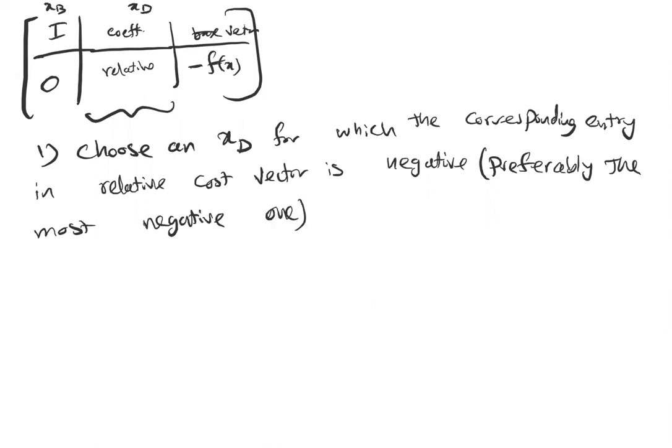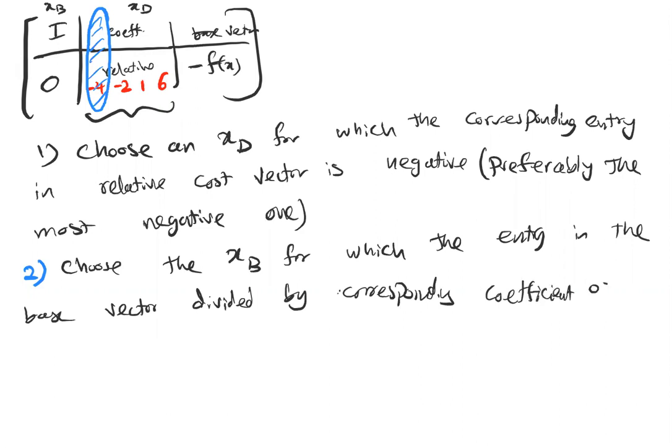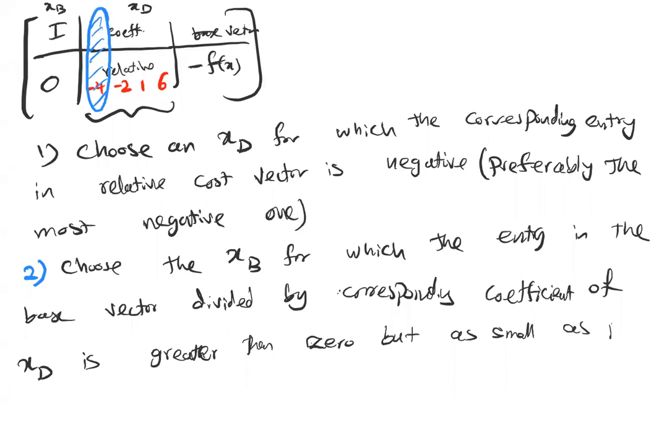So what does that mean? If these values are minus 4, minus 2, 1, and 6, we are going to choose the xd, the non-basic variable that corresponds to minus 4. So this is the column that we are going to choose. Then, in the next step, choose the xb, or the basic variables, for which the entry in the base vector divided by the corresponding coefficient of x sub d is greater than 0, but as small as possible.